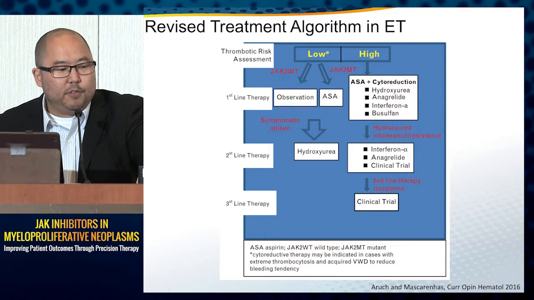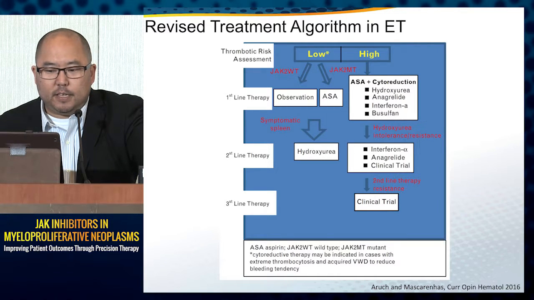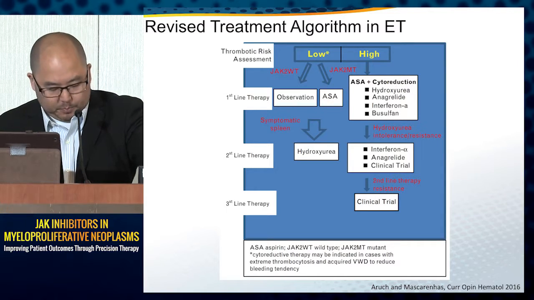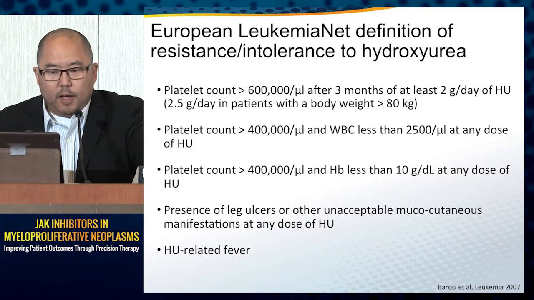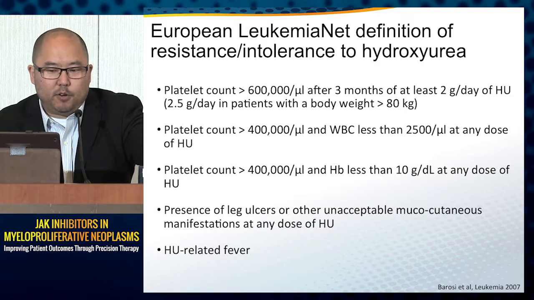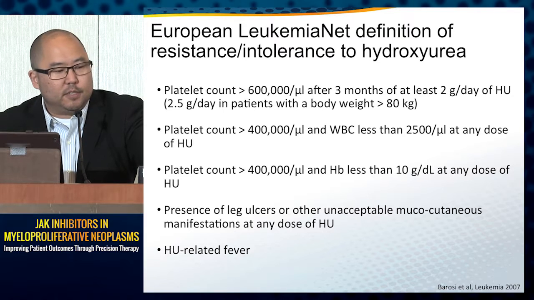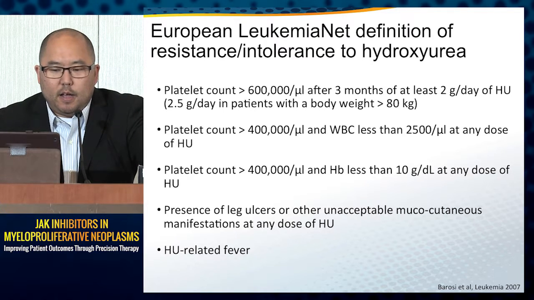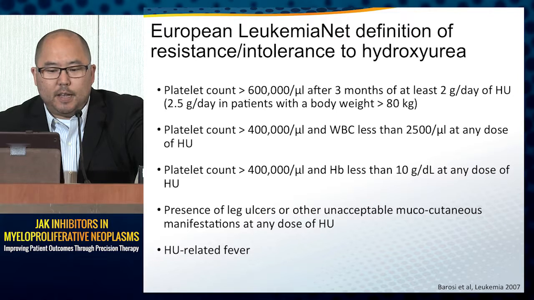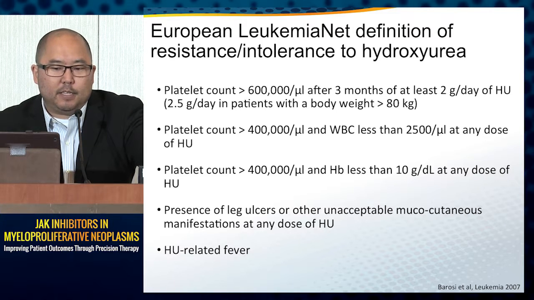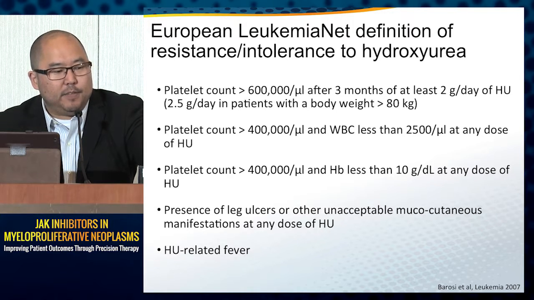On the other hand, if you've got high-risk patients, generally it's still considered that cytoreduction is advised, and then you have your choice of a few different options, which we'll go into detail in the upcoming slides. And then for those patients who are considered hydroxyurea intolerant or resistant, the question is what to do there. So let's talk about hydroxyurea resistance and intolerance for a second. These are the ELN criteria that have been put forth, and you can be defined as resistant or intolerant to hydroxyurea by meeting any of these criteria.